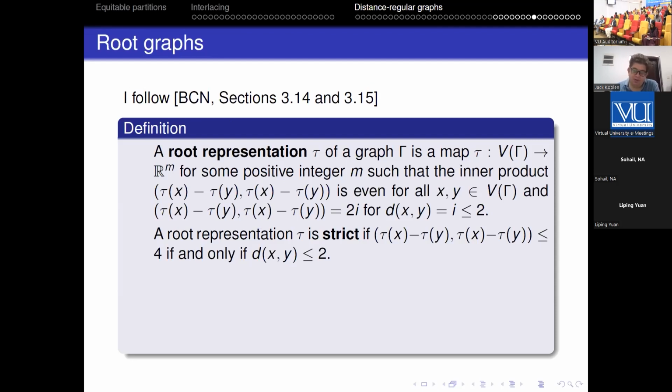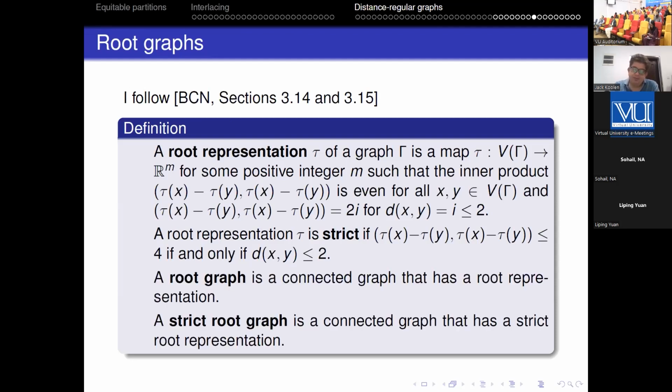And it is strict if that only happens for the first two. I mean, that tau x minus tau y with itself is even only if the distance between x and y is at most 2. It is 2 if the distance is 1 and 4 if the distance is 2. And a root graph is a connected graph that has a root representation, and a strict root graph is one with a strict root representation.